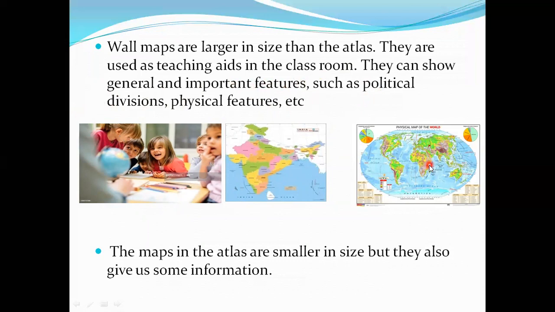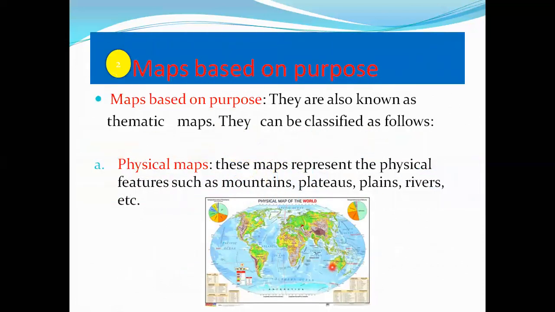The map and atlas are both the same, but only the size varies. See, there is a difference in size. The maps in the atlas are smaller in size, but they also give us the same information. So next we have to move on to the second type. First one we finished, children, map based on the scale. There are two types, large scale map and small scale map. Now we have to move on to the second type, that is map based on the purpose.